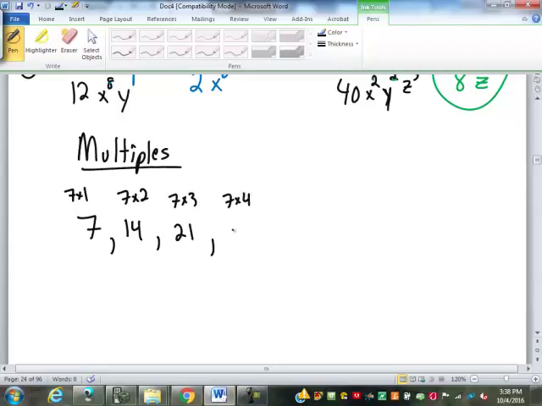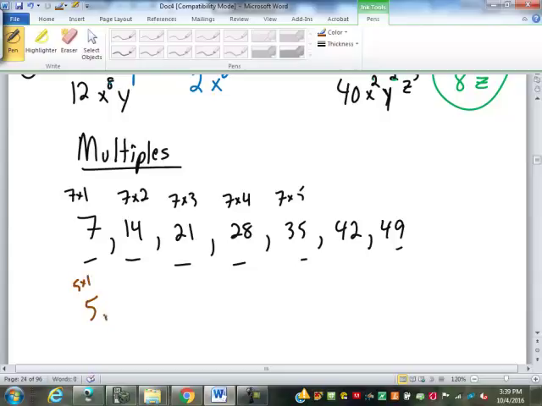7 times 4 would be 28. 7 times 5, 35, and so on. And you can see all we're doing is counting up by 7s. So if I wanted to list the multiples of 5, of course 5 itself is 5 times 1. The next one would be 5 times 2, which is 10. 5 times 3 is 15. We've all counted up by 5s enough that we don't have to do the multiplication. It'll be 15, then it would be 20, 25, 30, 35, and on up.